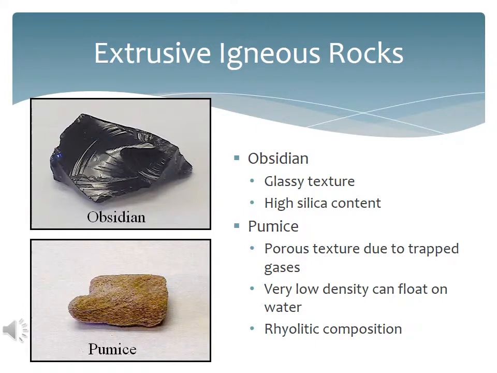When you've got a lot of silica, the lava is very viscous. In the case of obsidian, the lava solidifies very quickly, giving you a glassy texture, with microcrystals. In the case of pumice, you've got lava that had a lot of gas in it, and as that gas was bubbling out, the lava solidified.